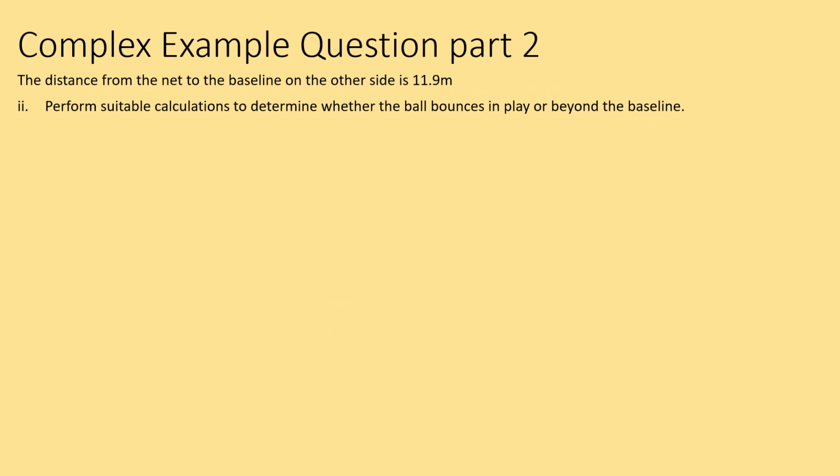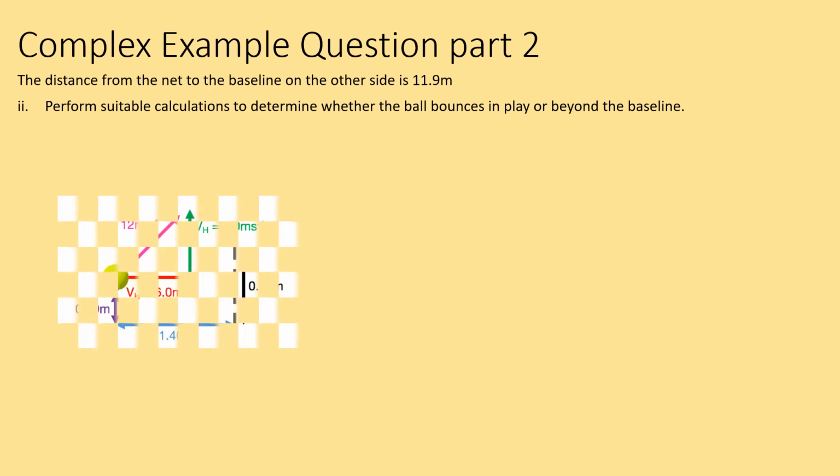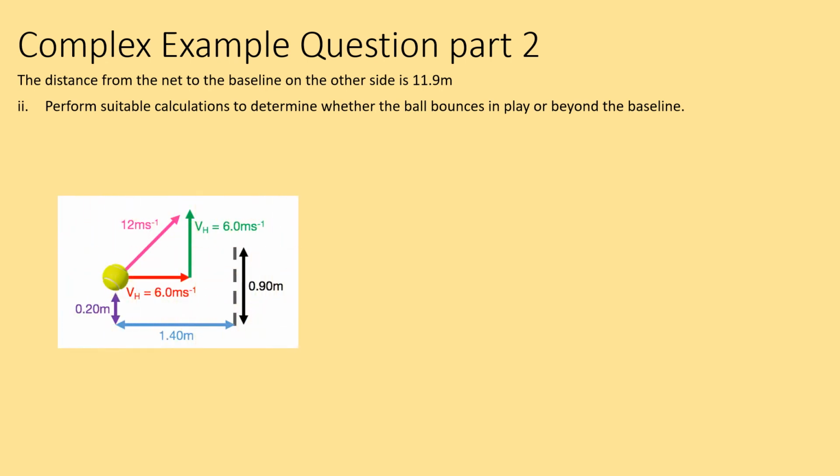Okay, part two. It says, perform suitable calculations to determine whether the ball bounces in play or whether it goes beyond the baseline. The baseline is behind the net, 11.9 meters away. So now we're going to do something similar. This diagram is slightly wrong, I apologize. That should be velocity V is 6.0 meters per second, and the velocity in the horizontal should be 10.4. But we can extend this diagram, as incorrect as it is, and add 11.9 meters to find the baseline.